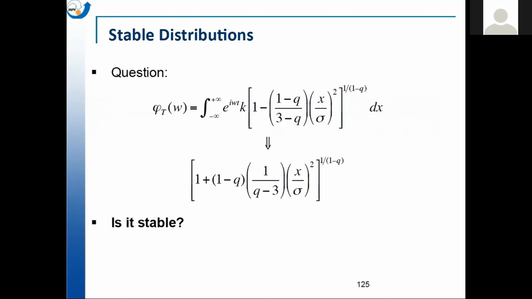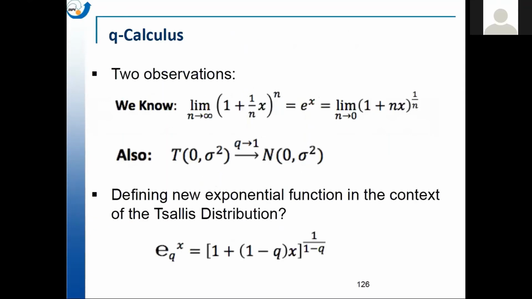And the question is, is this distribution stable or not? For this kind of study, we are going to deal with the characteristic function. The characteristic function is the Fourier transform of the distribution. We already know that for the Tsallis distribution, when the parameter Q goes to 1, we recover the Gaussian distribution.